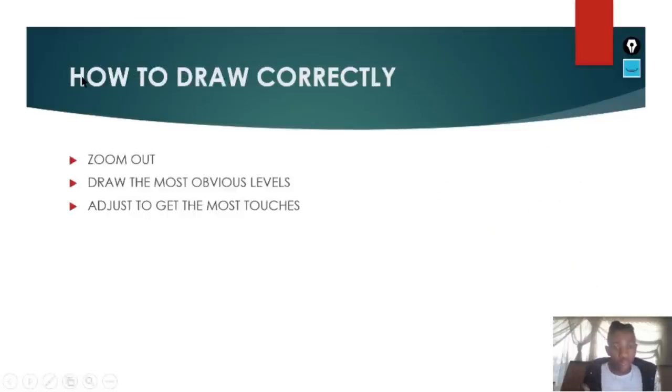Now I'm going to help you draw your trend lines correctly, and not only trend lines, but support and resistance, because when they're properly executed, they can actually help you get profitable trades. When you do that, you first need to zoom out and see the overall picture, right? You also need to draw out the most obvious levels. There are some levels that are too obvious, I'm going to show you, and you need to adjust to the most touches. The reason is, where we have the most touches, that becomes a stronger level, right? So now let's face the chart and see how we can analyze a few pairs.